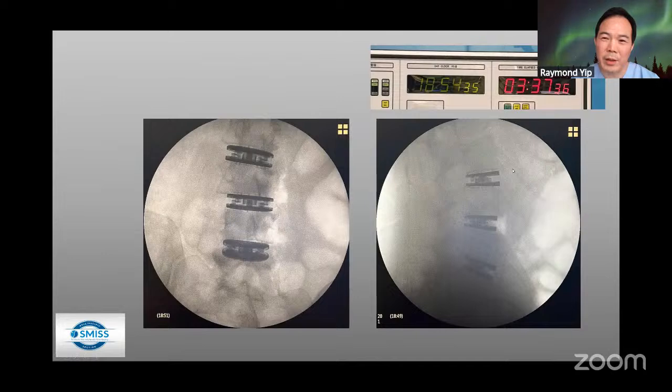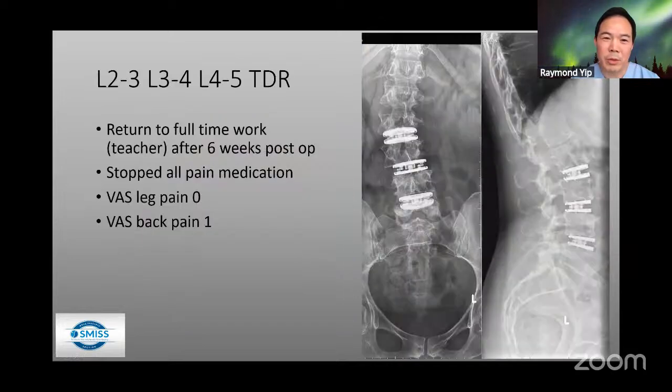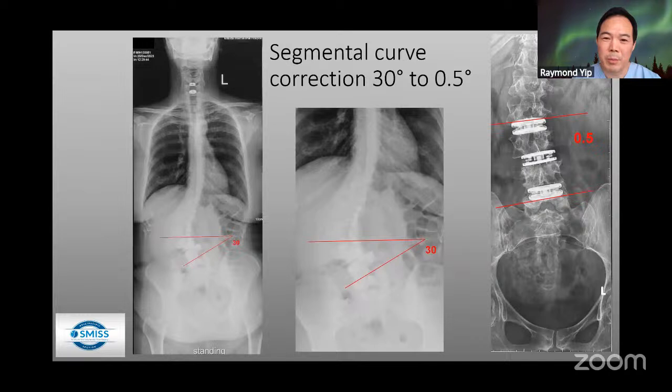This was done in just over 3 hours, the whole surgery. And this is the result. She went back to full-time work in 6 weeks, stopped all pain medicine, and just has a little bit of back pain, but no leg pain. All the radicular symptoms disappeared. And this is the comparison X-ray of before and after. So you can see a massive improvement and the virtual complete correction of the segmental curve and some tilt at the L5-S1.